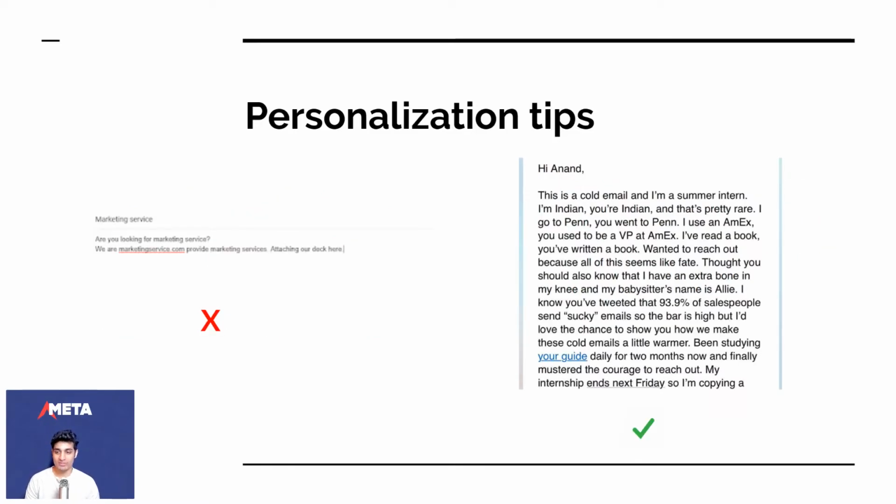So I'll give you some personalization tips, right? I'm just showing you two emails back to back. You probably can't read the email on the left. Let me read it out for you. The subject line says, marketing service. And the text says, are you looking for marketing service? We are marketingservice.com. We provide marketing services.